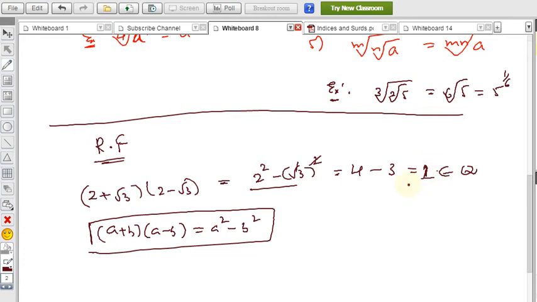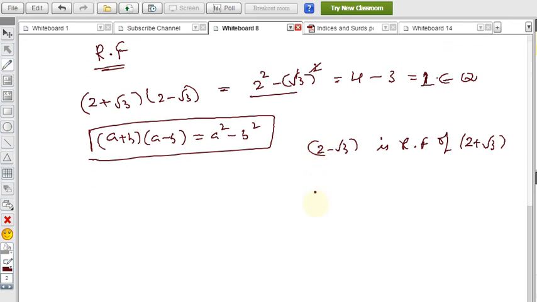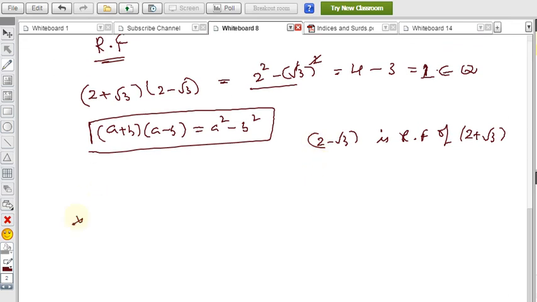That means 2 plus root 3 is the rationalizing factor of 2 minus root 3, each other. So 2 minus root 3 is the rationalizing factor of 2 plus root 3. So what you multiply with to get a rational number as the answer. For example, root 2 into dash is equal to some rational number. So root 2 into again root 2, if you do, 2 will come. So both are rationalizing factors to each other.